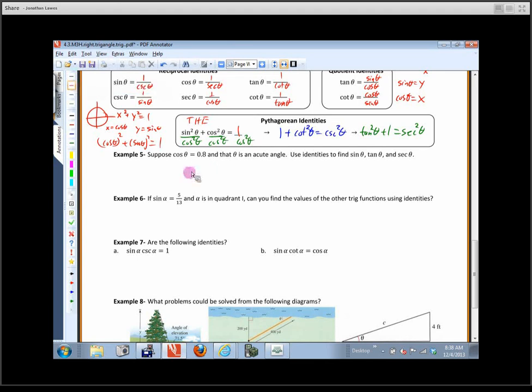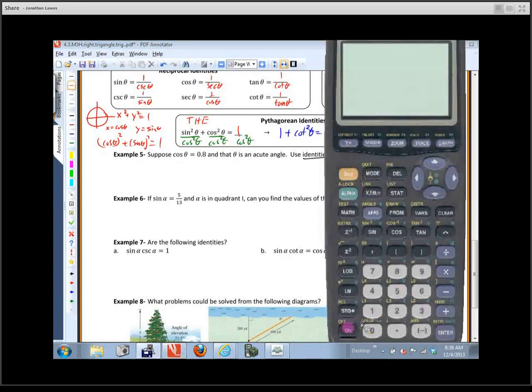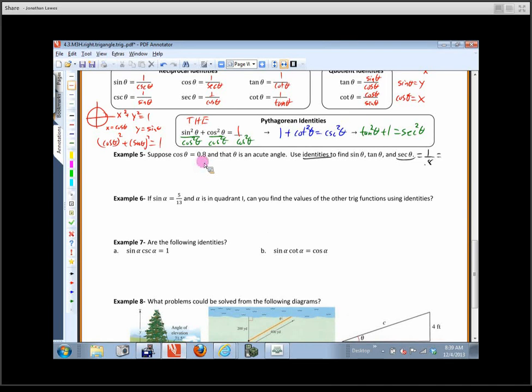Okay, well, one of these is really easy to find. And it does say use identities. Of these three, which one would be the easiest to find? Secant. Because what would we do with this? We'd flip it over, wouldn't we? So this is going to be 1 over the cosine of that angle, so that's going to be 1 over 0.8. Go ahead and grab your calculator if you need to. If I type in 1 divided by 0.8, I end up with 1.25. Because the problem was written as decimals, I can write this as 1.25, and I've got that answer right there. So the secant of theta is equal to 1.25.